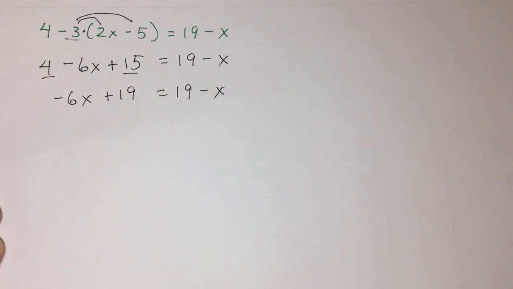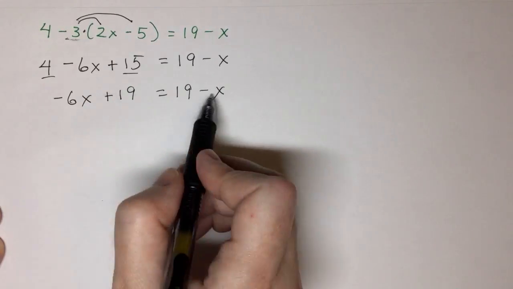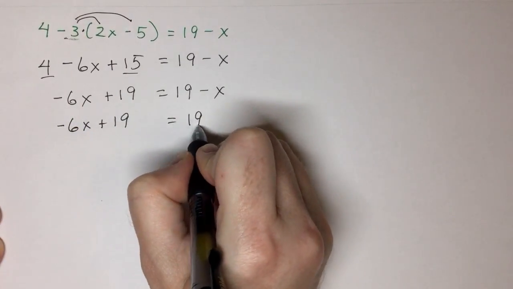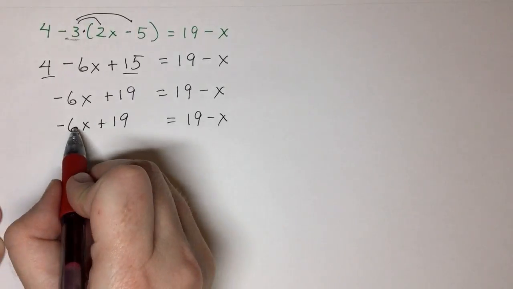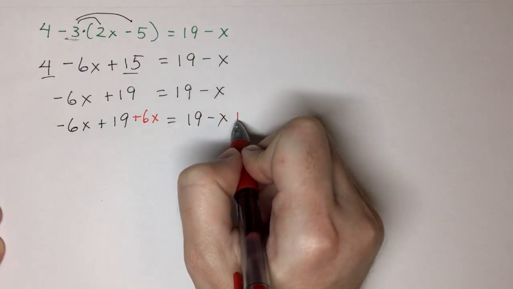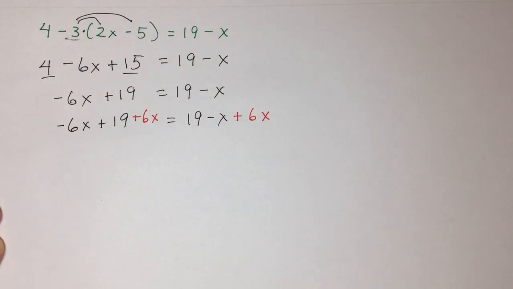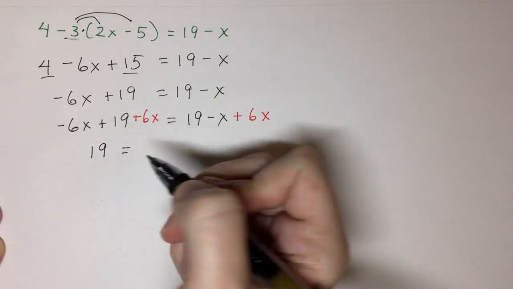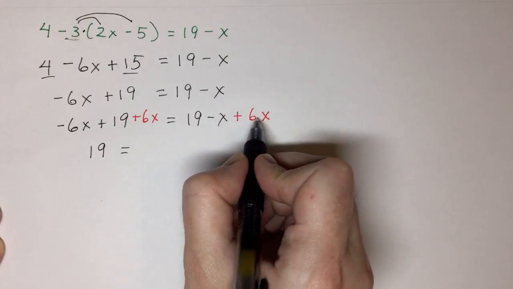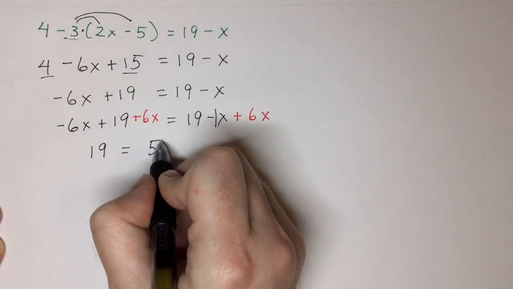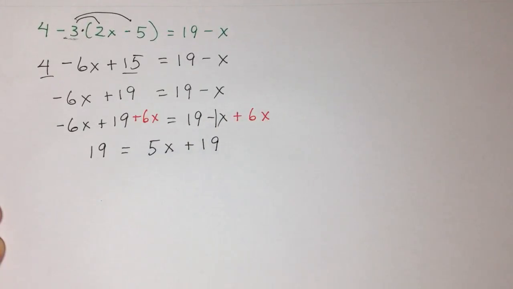Variables are on both sides. I want to collect all my variables on one side. Does not matter which side you move it to because I've got constants on both sides as well. I'll move to the right to get rid of the negative 6x. I'll add 6x, doing the same thing on both sides. Negative 6x plus 6x is 0. I just have 19 on the left. Negative 1x, you can always write the coefficient if it helps, plus 6x is 5x. And then I have my plus 19.